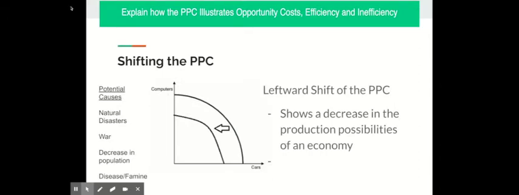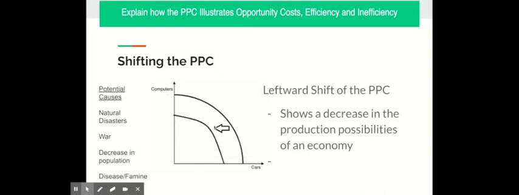Okay, things can happen that cause the production possibility curve to shift. Shifting of curves just means that it moves inward or outward. It shifts to the left or to the right. In this case, if we have a leftward shift of the production possibility curve, we're showing a decrease in the production possibilities of an economy.